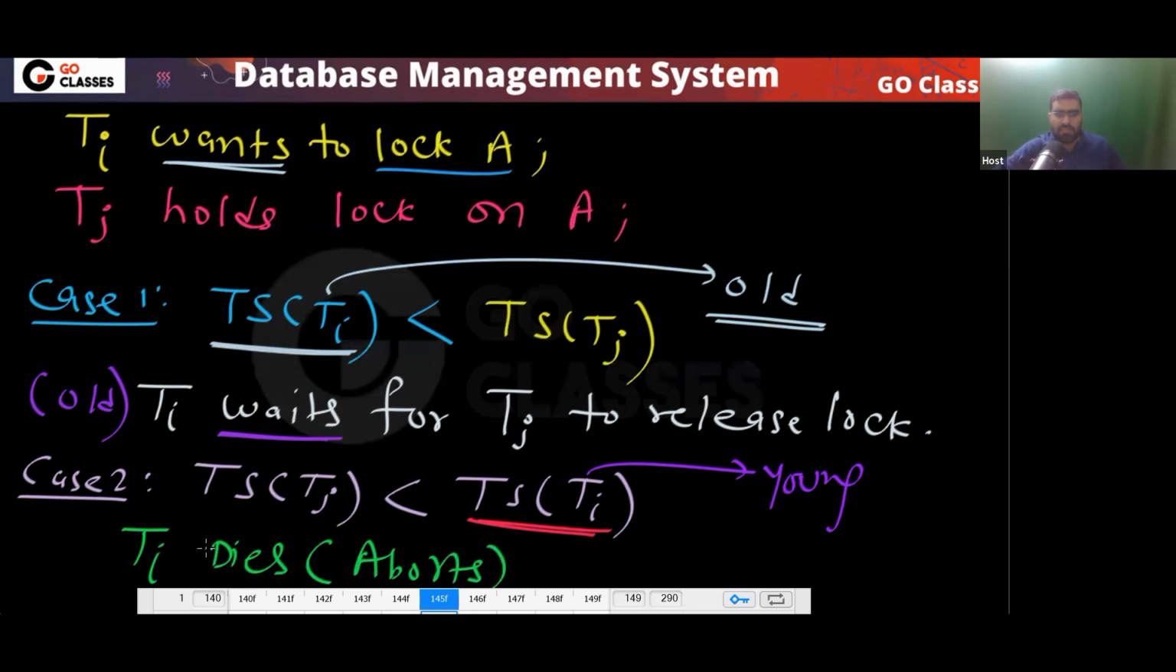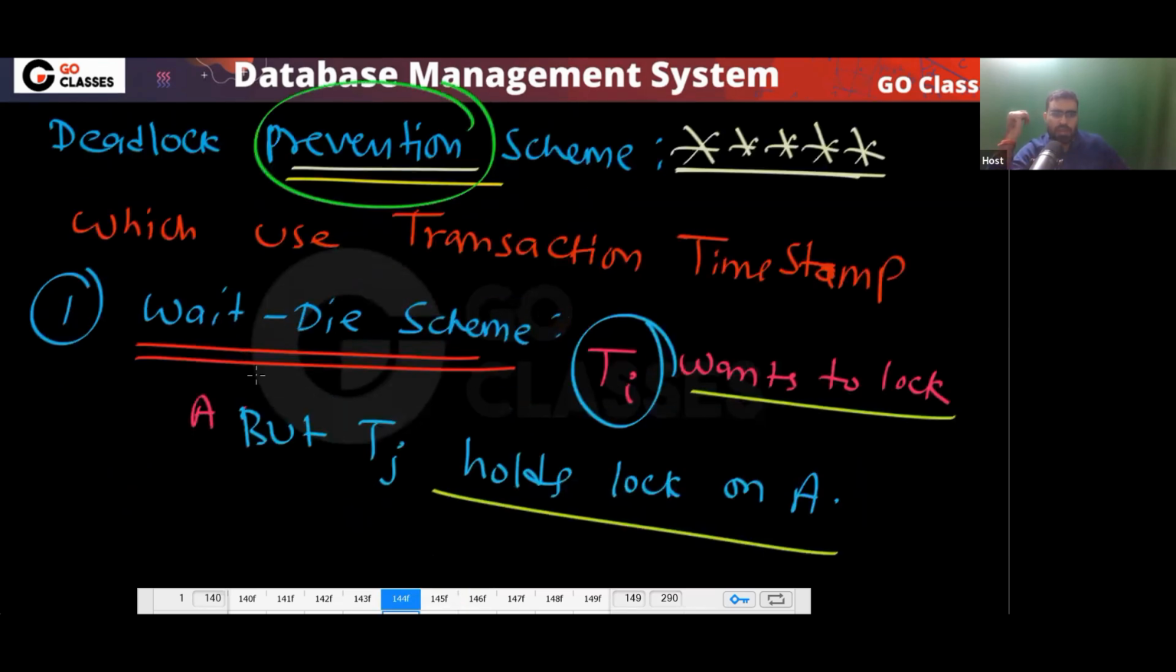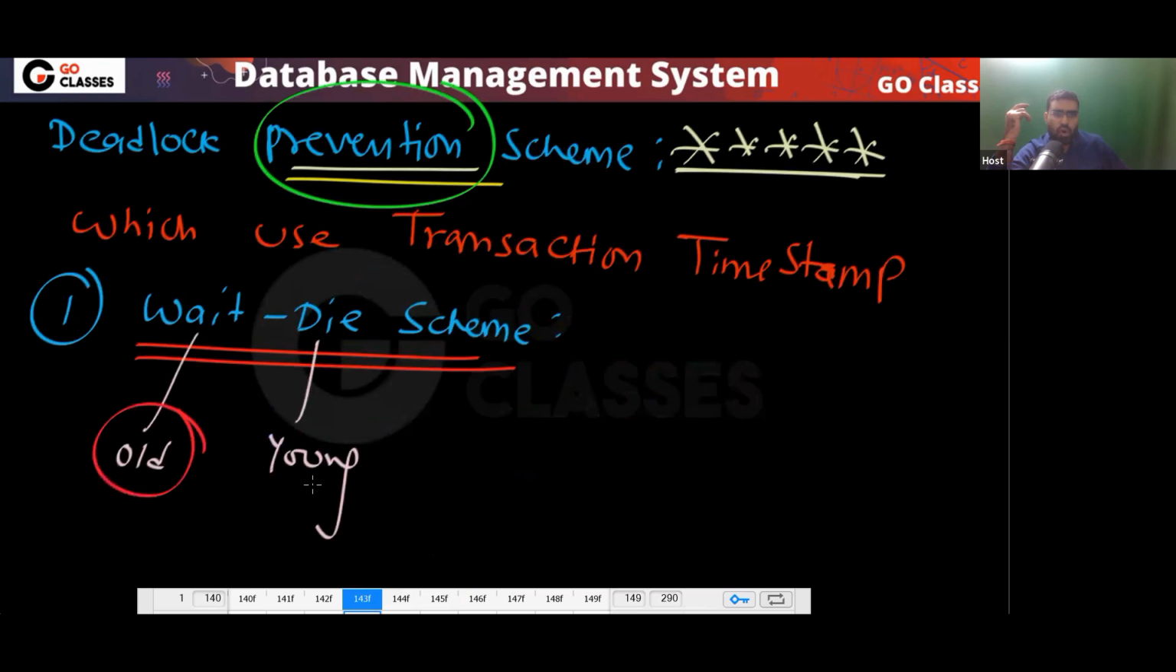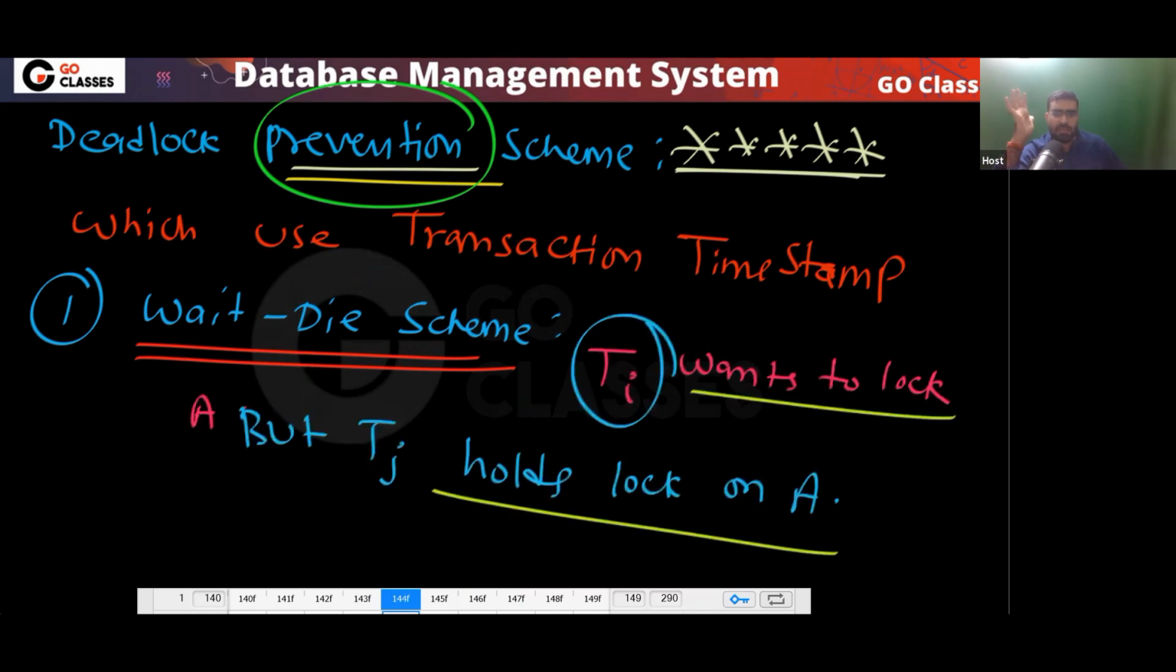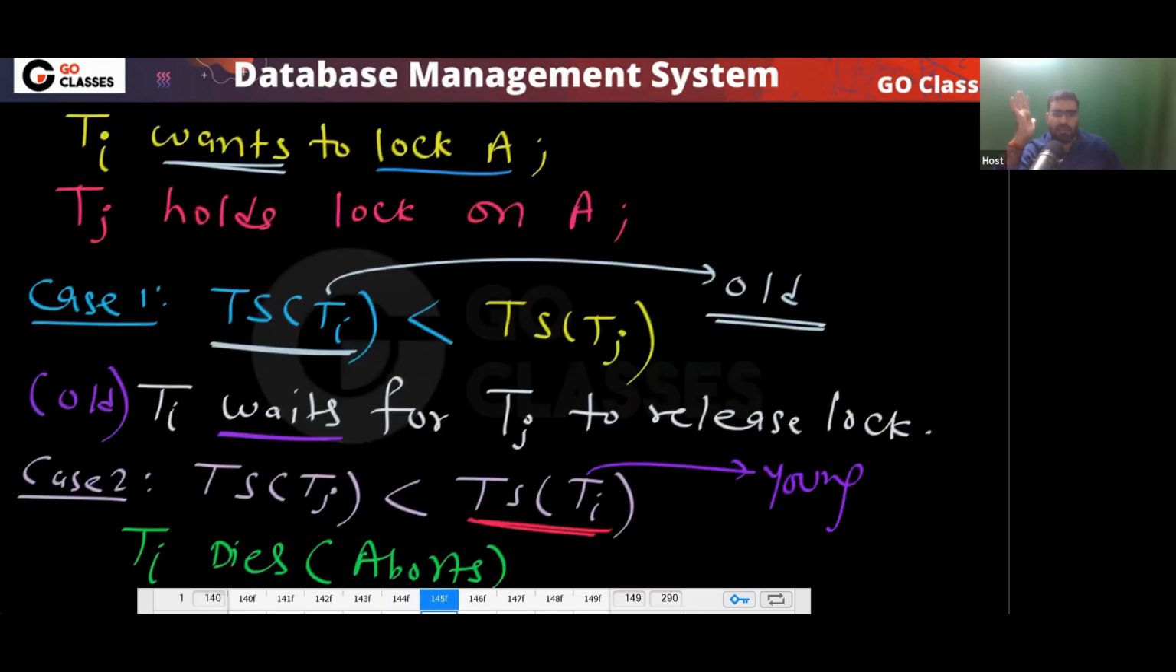Is this point clear? So there is a simple approach, wait and die. Old will wait and young will die. If an old transaction wants access, then it can wait. If a young transaction wants access, then it will die. Isn't it simple?